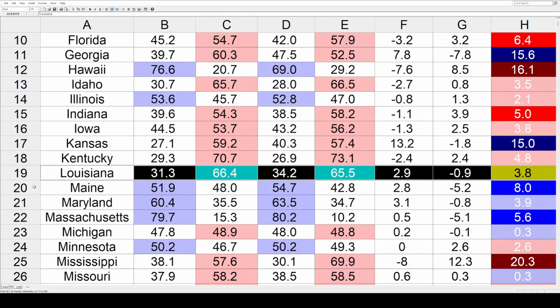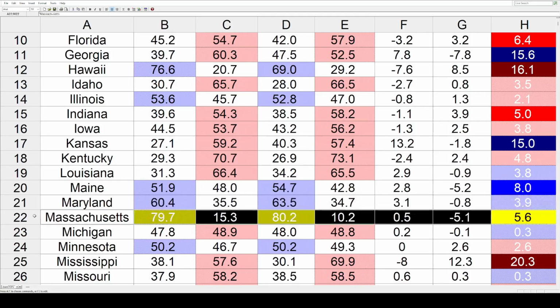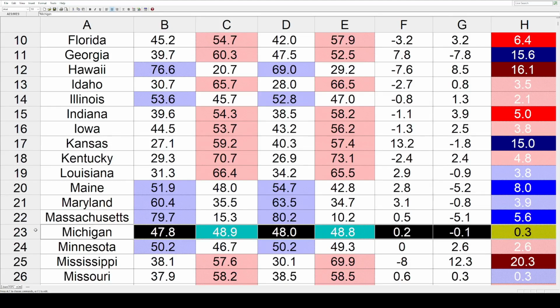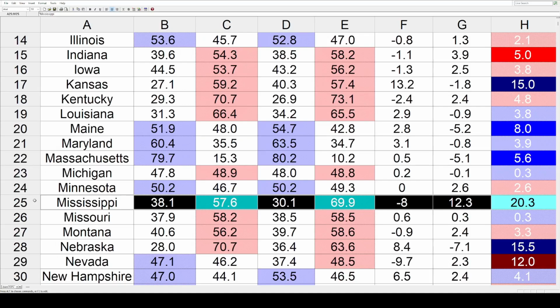In Louisiana, 3.8%. Maine, 8%. Maryland, 3.9%. Massachusetts, 5.6, and Michigan, which tied for the smallest shift out of all the states at 0.3%. In Minnesota, a little bit redder by 2.6. Mississippi, a whole lot redder than that at 20.3.